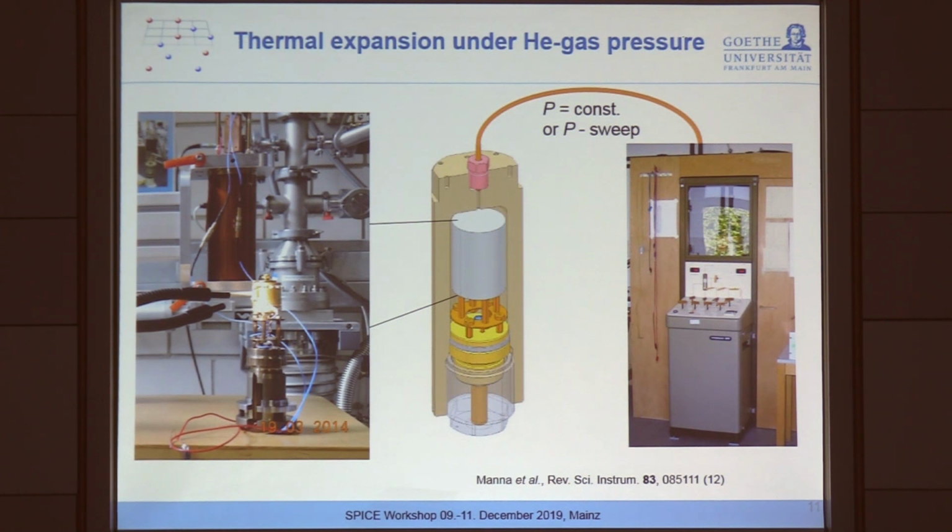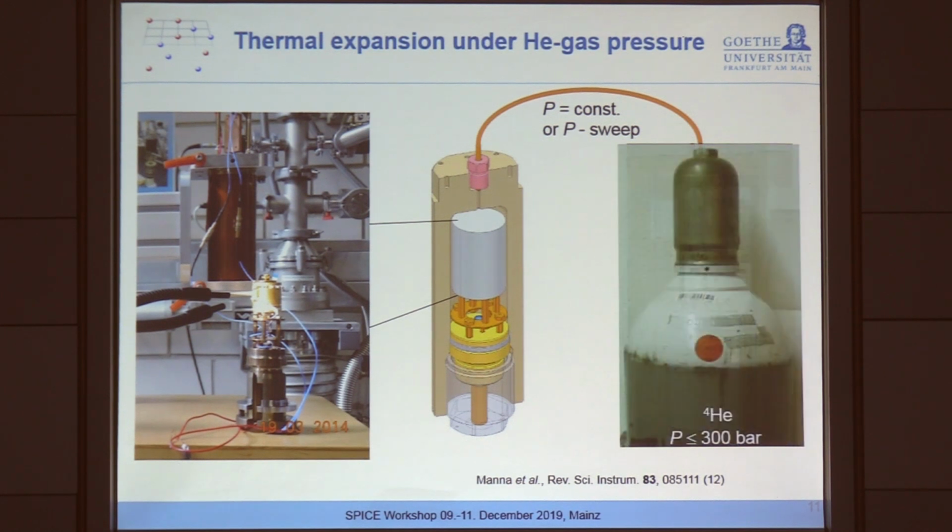And instead of using such a compressor, in the simplest case, what you can do is simply use a helium gas bottle. And German safety regulations allow to pressurize these bottles up to 300 bars. And as you know from the phase diagram, this is sufficient for our experiment. So what we used in the following experiment was really based on this, using these helium gas bottles.